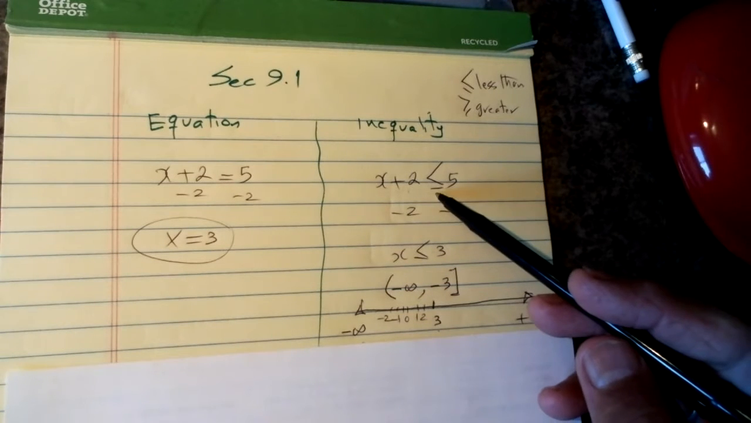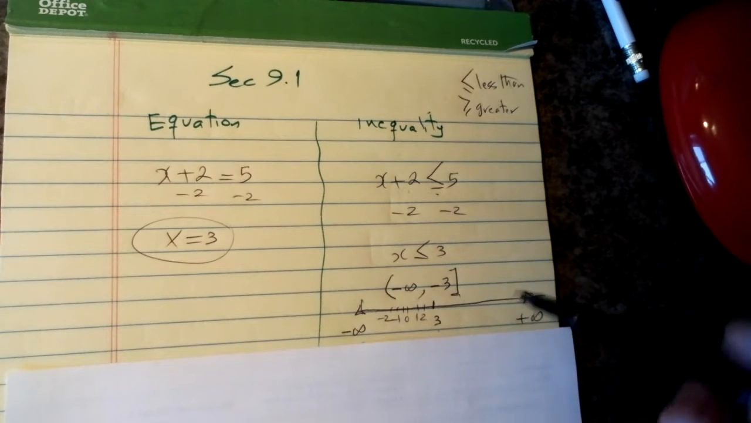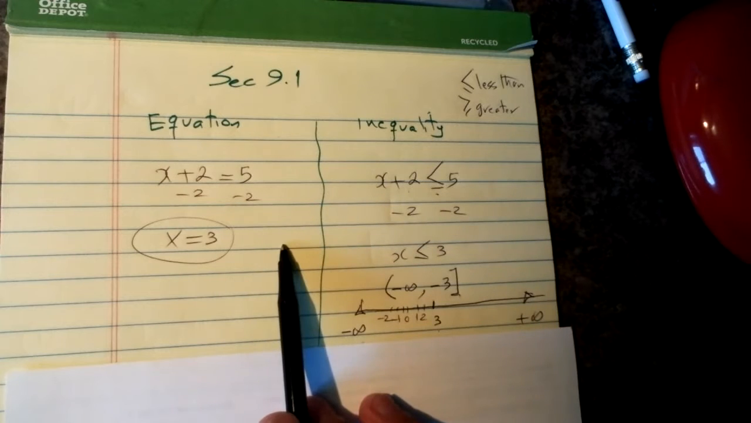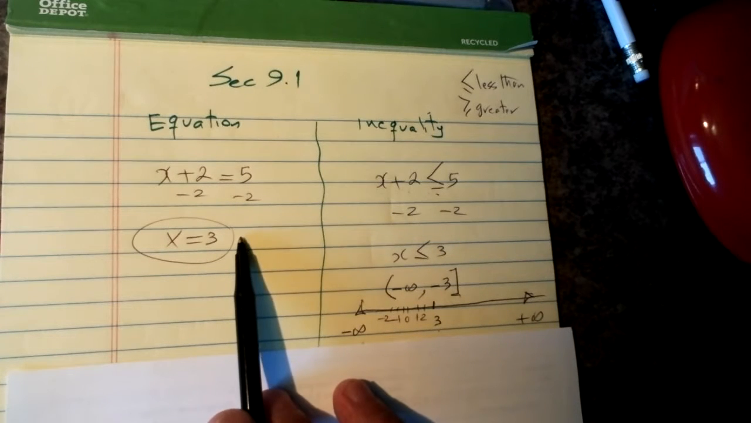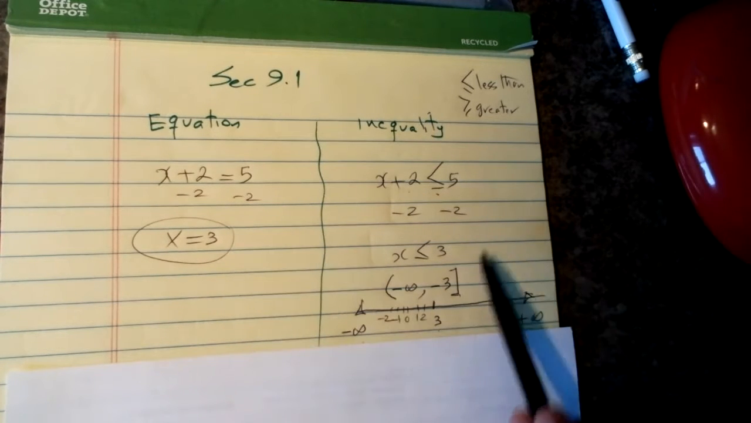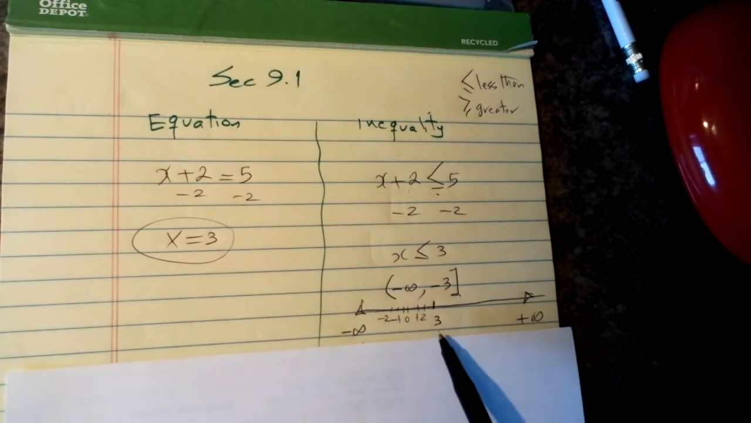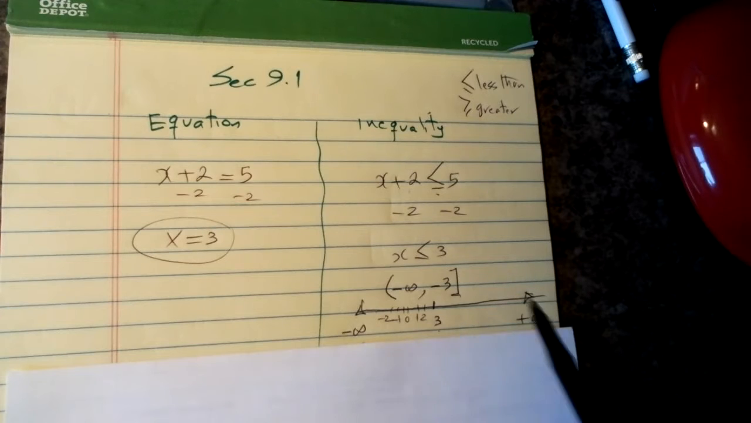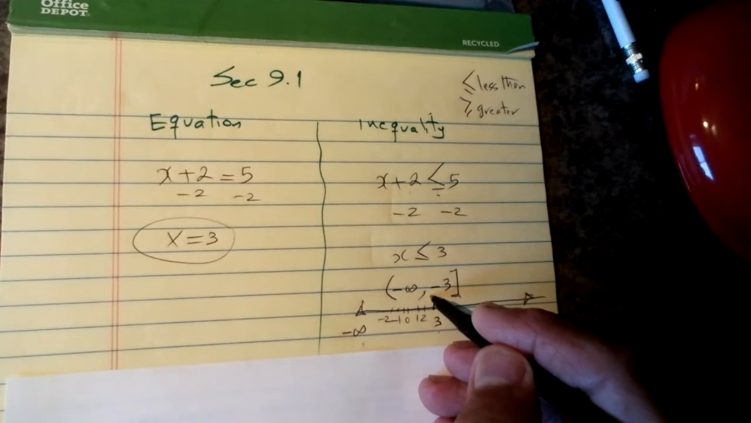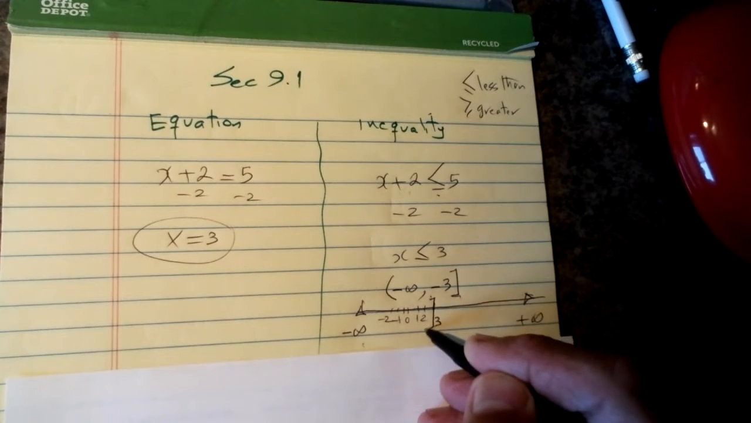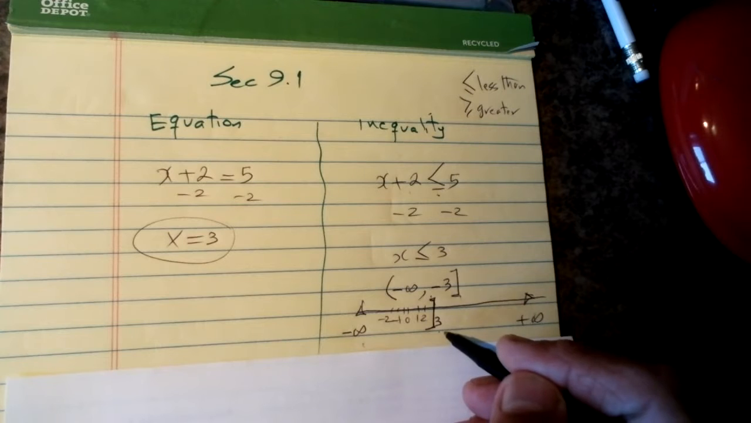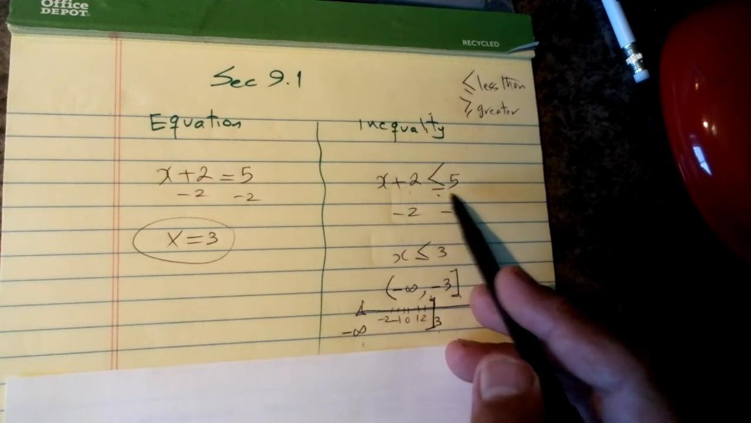And if you have an equality sign here, then you have a bracket here. So you see the difference between inequality and equation. A first degree equation has only one answer, but an inequality has so many answers. That's why we need to show it with parentheses or brackets, or on the graph. When you graph it, you show all the numbers less than 3. So I put a bracket for 3. That means 3 is also included because of the equality sign.